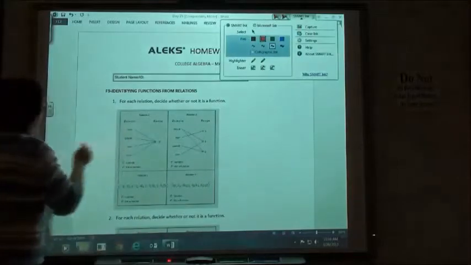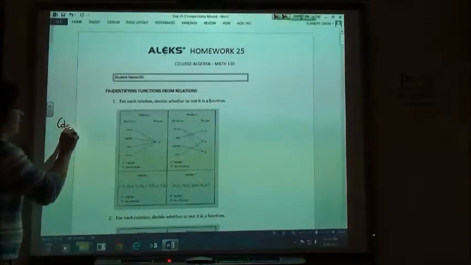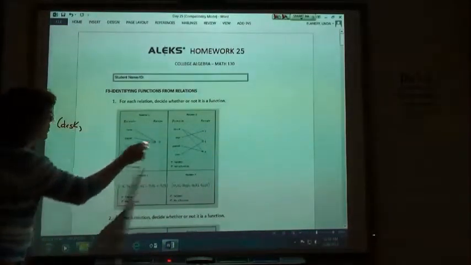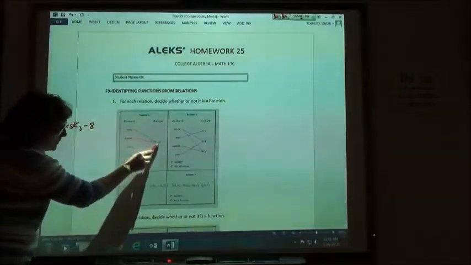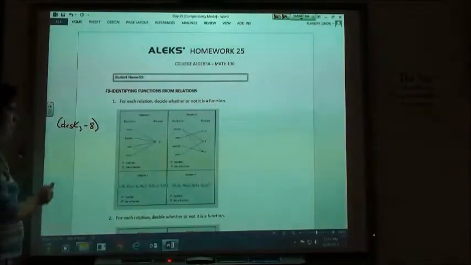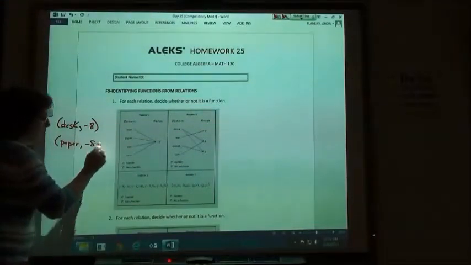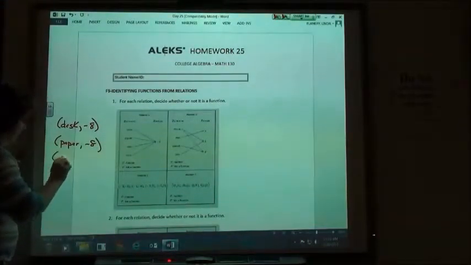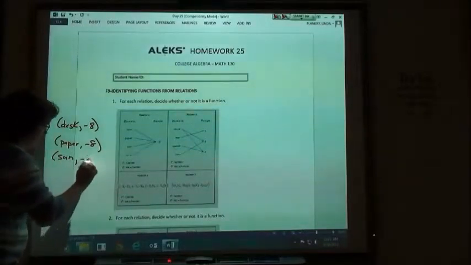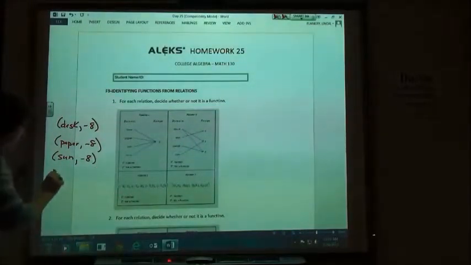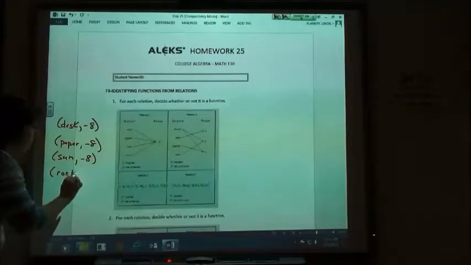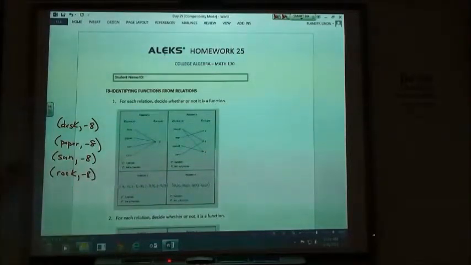But I would have a desk that goes to the -8. See how that arrow goes there? That would be one of my ordered pairs. I have paper that also goes to that -8. I'd have a sun that goes to -8, and I have a rock that goes to -8.